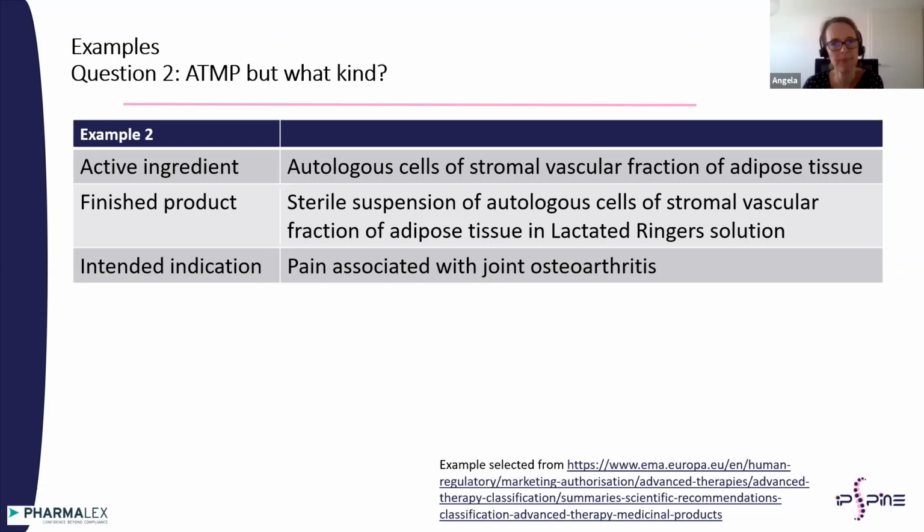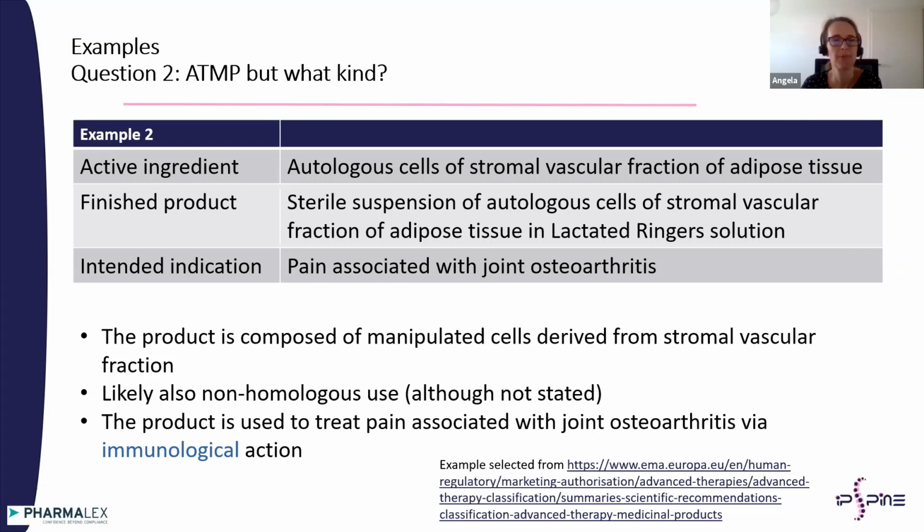So in their justification for that decision, the agency said the product is composed of manipulated cells from stromal vascular fraction, which means, of course, that we have an ATMP here. We do not know how the cells were manipulated. They were probably expanded in culture. And likely they are also put to non-homologous use. This is not stated by the agency, but I would believe so, because adipose tissue is normally not involved with pain or inflammation. So this is likely also some kind of non-homologous use.